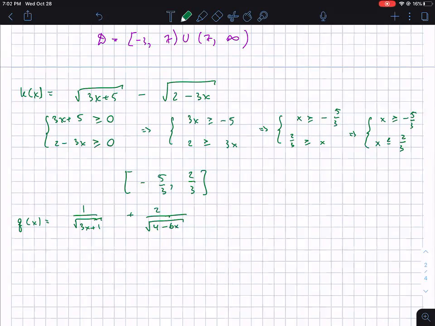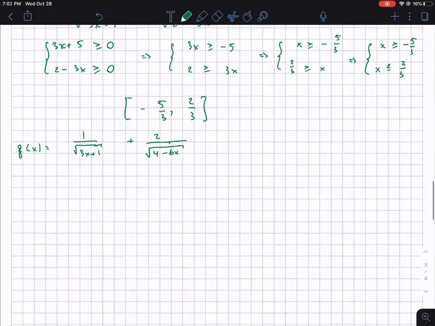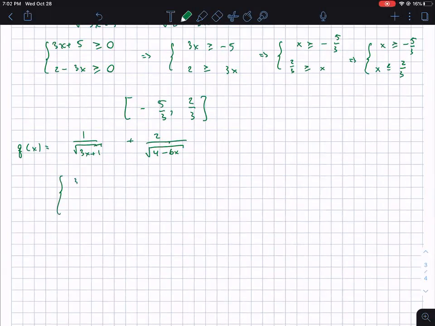Okay, all right, so yeah. For the first one, we get 3x plus 1 has to be bigger than or equal to 0. And here we have 4 minus 6x also has to be bigger than or equal to 0. Combining, we get 3x is bigger than or equal to negative 1, and 4 is bigger than or equal to 6x.